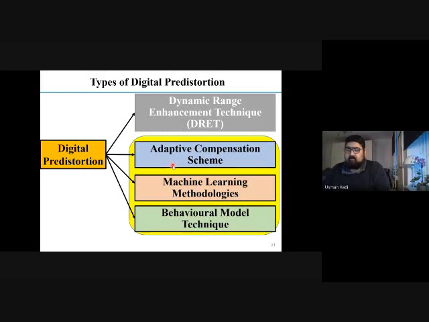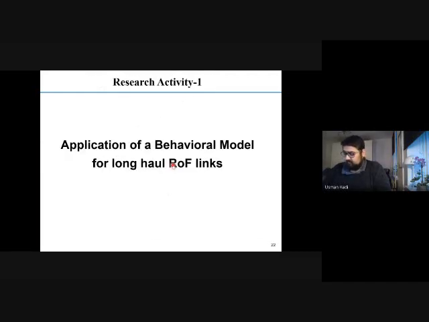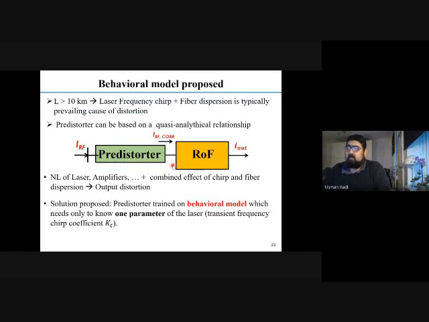Why behavioral? Because when you see the adaptive compensation and then finally the machine learning techniques, you will realize how with time these DPD methods have evolved, and we are getting better and better in performance. So first of all, we are talking about the behavioral model technique for the DPD in the long haul ROF links. So basically, you have a radio over fiber.